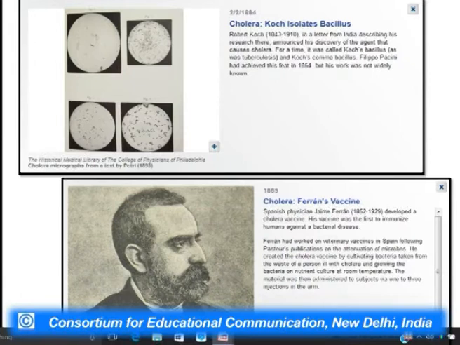Ferran had worked on veterinary vaccines in Spain following Pasteur's publication on attenuation of microbes. Hence, he created a cholera vaccine by attenuating the cholera bacillus. He grew the cholera bacteria on a nutrient medium at room temperature. The material was then administered to subjects via one of 3 injections in the arm.